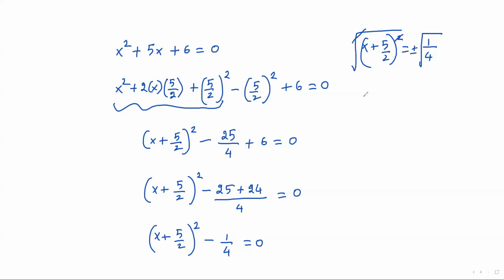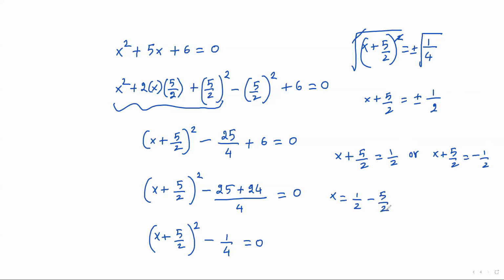So the sign in front of the square root has to be positive or negative. So I'm getting x + 5/2 = ±. The square root of 1 is just 1 and the square root of 4 is just 2. So we can write this equation as x + 5/2 = 1/2, or x + 5/2 = −1/2. To solve this equation, we can subtract 5 over 2 from both sides. Then I'll be getting x = 1/2 − 5/2.